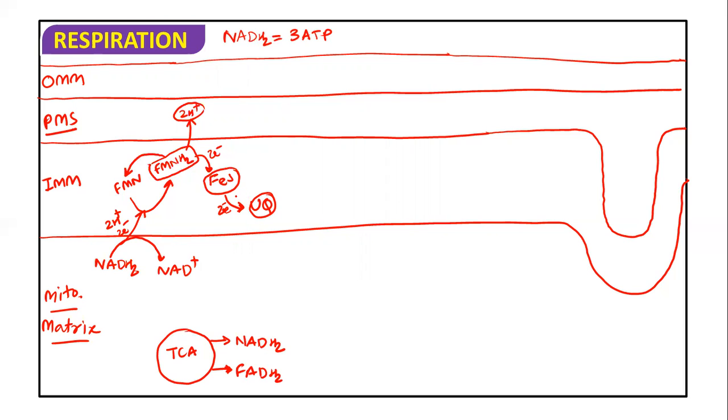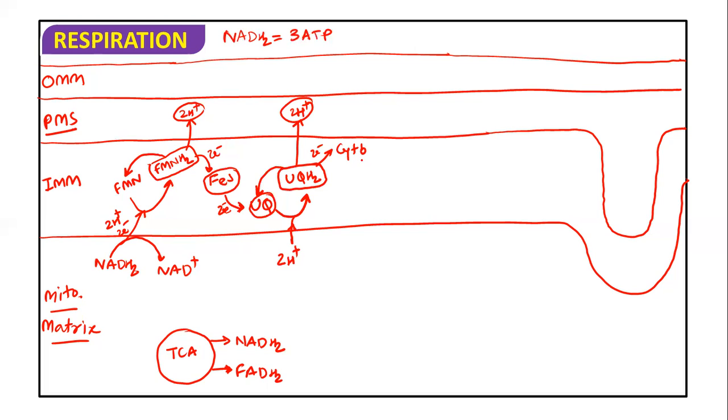Then, when ubiquinone receives the 2 electrons, it accepts 2H+ from the mitochondrial matrix and is converted into UQH2. When UQH2 breaks, it forms ubiquinone again. 2H+ are passed to the perimitochondrial space and 2 electrons are given to cytochrome b.